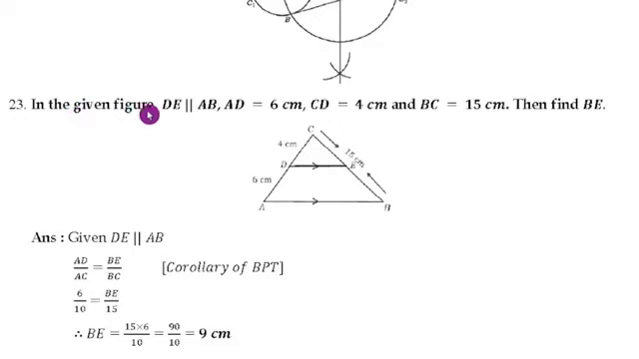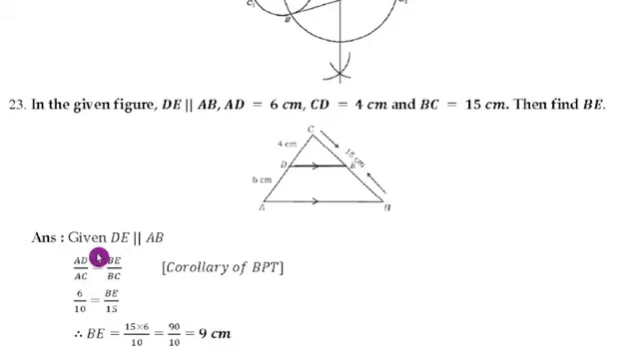23rd question, in the given figure, DE parallel to AB and AD equal to 6 cm, CD is equal to 4 cm and BC is equal to 15 cm, then find BE. Okay, so here they have given DC and AD, and BC also they have given. So we have to find BE. Here we have to use the corollary of the BPT, the basic proportionality theorem.